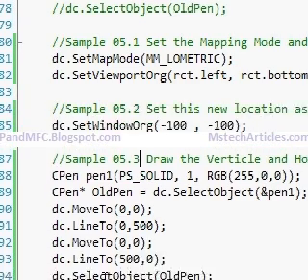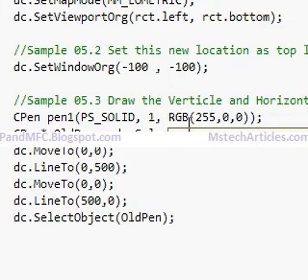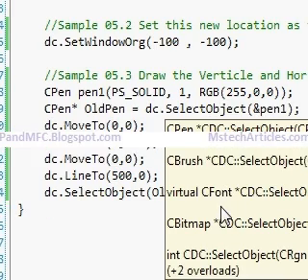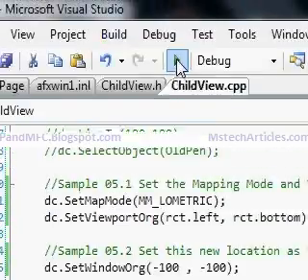After setting this, I'm creating a red pen. Then I'm selecting that into the device context. After that, a line is drawn horizontally from the origin in the positive x direction. Then a line is drawn vertically in the positive y direction. What happens if I run this?